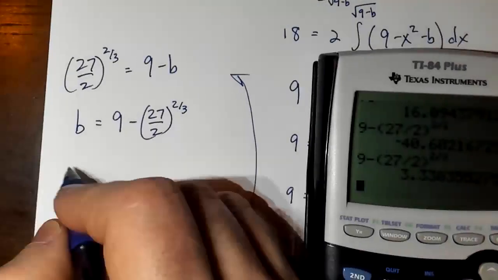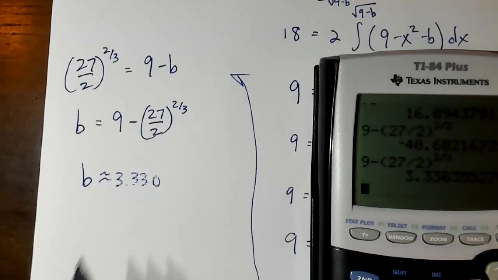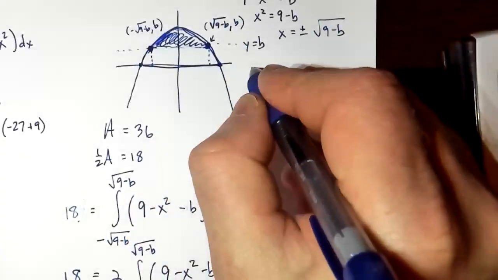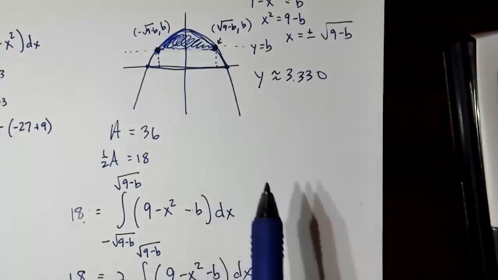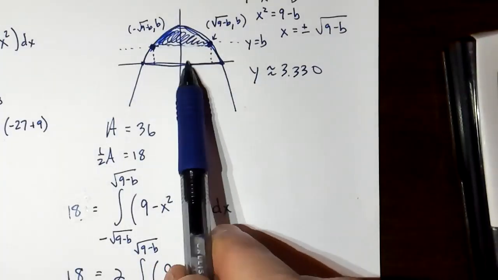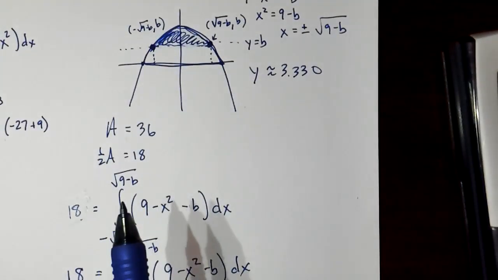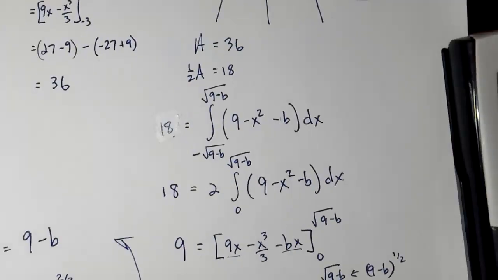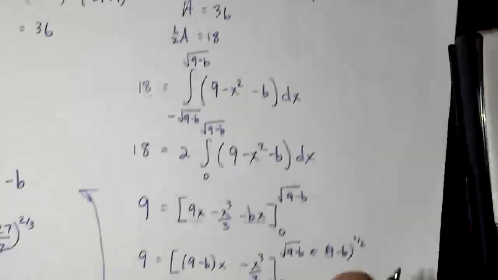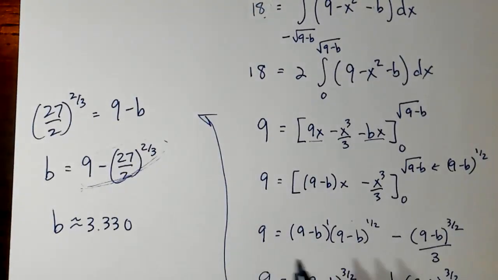So we get b to be approximately 3.330, which means that up here, the line y equals approximately 3.330 bisects this area into two equal values of 18, right? So that's okay, but I would prefer it to be represented by that value because that's exact. All right.